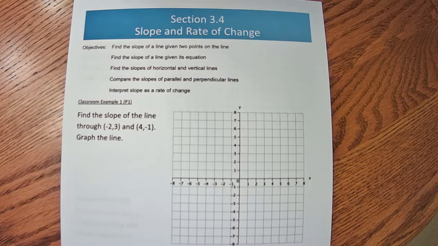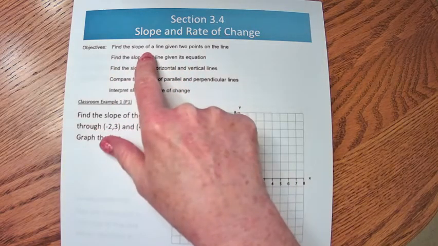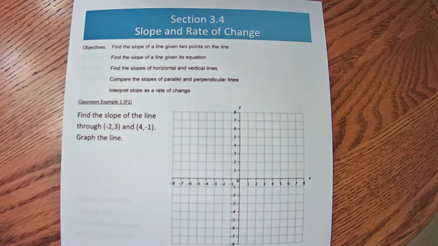In section 3.4, we're going to talk about the slope and the rate of change in between points on a line. Slope is one of the most important characteristics of a line. You can tell a lot about a line if you know its slope. So we'll learn how to find the slope of a line if we're given 2 points.